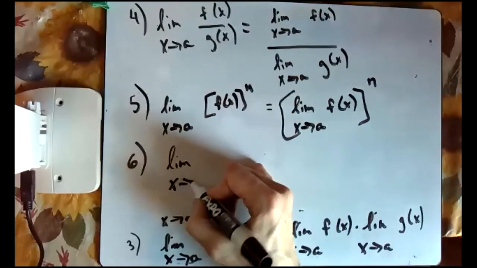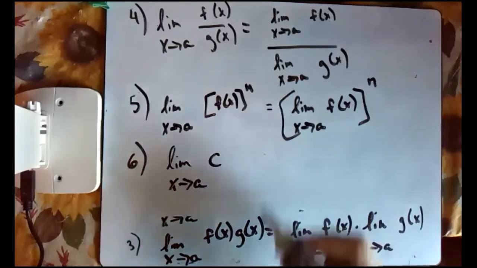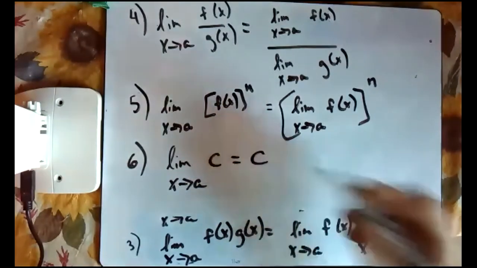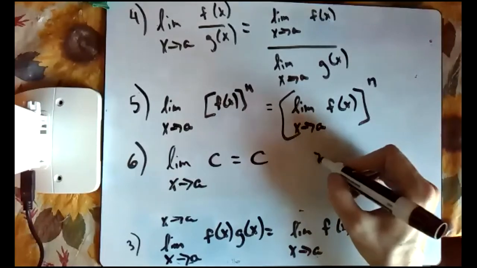Now, what if you don't even have a function at all? And you just have a constant, like the limit as x approaches a of a constant. That's just equal to whatever the constant is. That's the best one because there's no work involved.